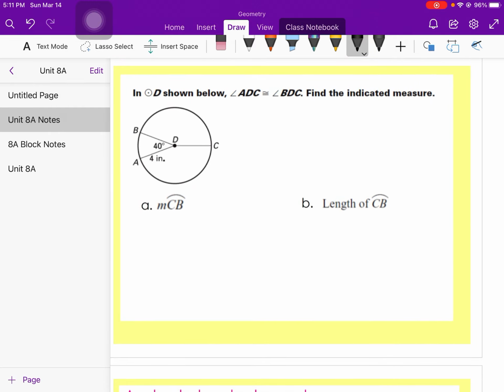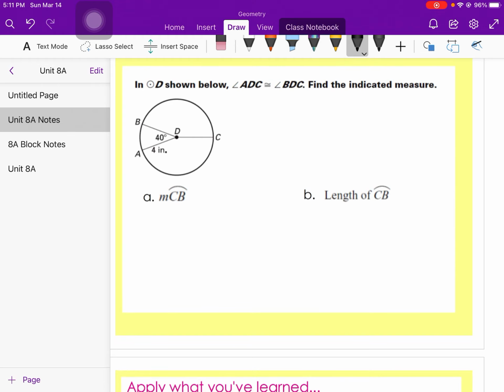This one we have to be a little more careful because there are 2 different parts we have to find. So in circle D, shown below, ADC is congruent to BDC. Find the indicated measure. So we know that these two arcs are going to be congruent, ADC and BDC. So if this is 40, using our knowledge from the previous lesson, we would take 360 minus 40, giving us 320, cut that in half, and then we will get each of the other two arcs, which would be 160 degrees. So each of these arcs is 160 degrees.